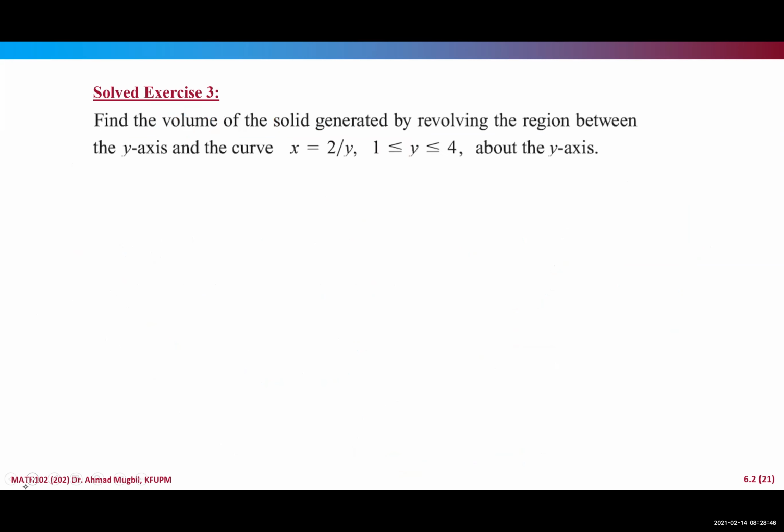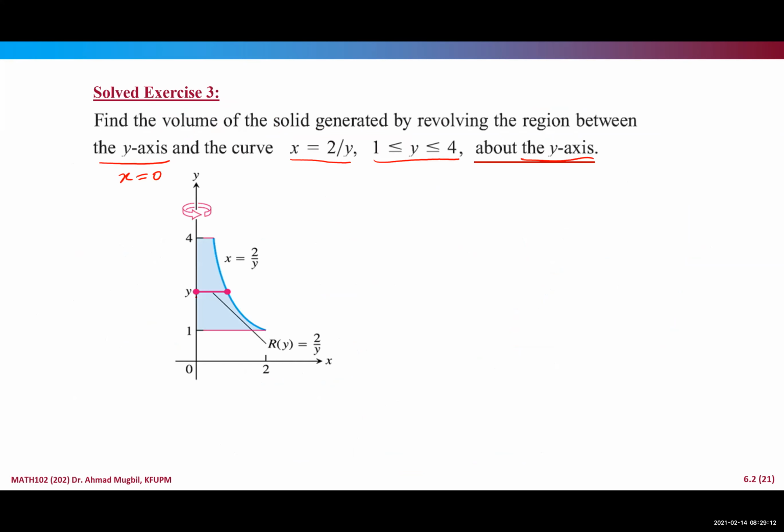I think I will skip this exercise. It is very clear and it is solved, by the way. Let's just check the idea. Find the volume between the y-axis, x equals 0, and the curve x equals 2 over y, with y between 1 and 4, about the y-axis. So here you will integrate with respect to y clearly. Now you will sketch the region. This is x equals 2 over y, which is the same as y equals 2 over x. This is the reciprocal graph, if you remember. It is just like this.